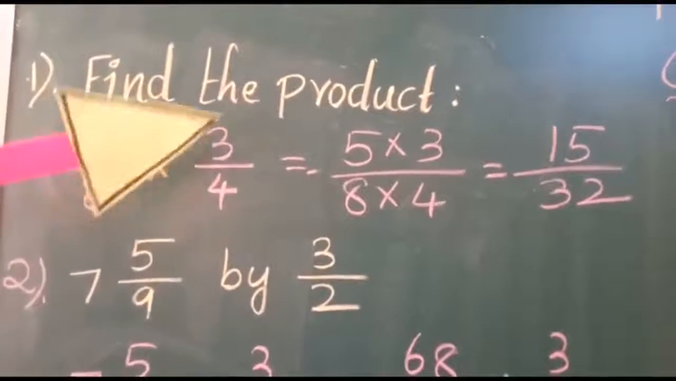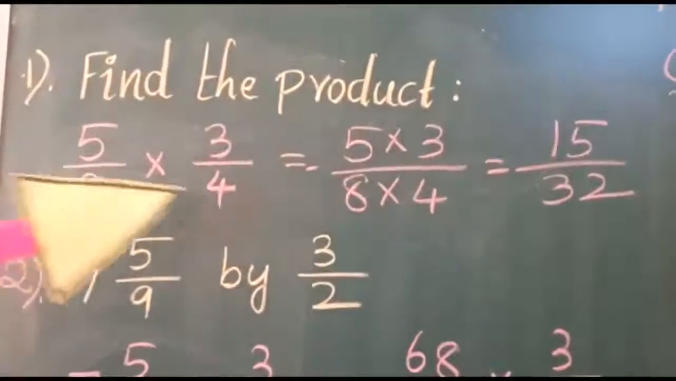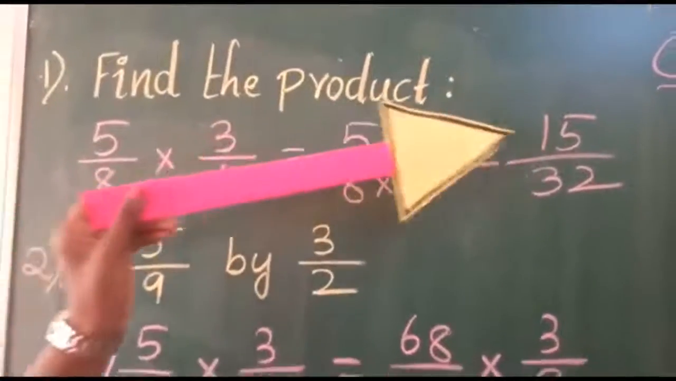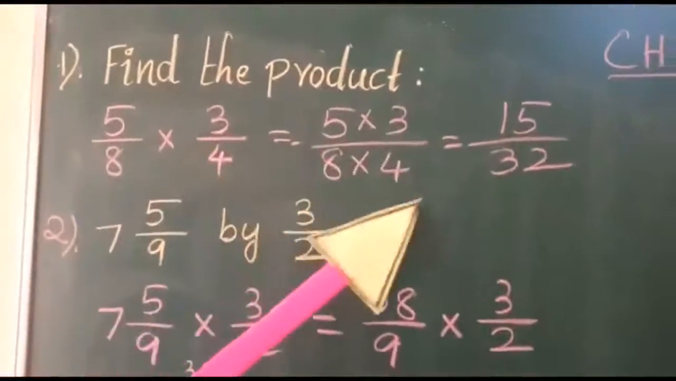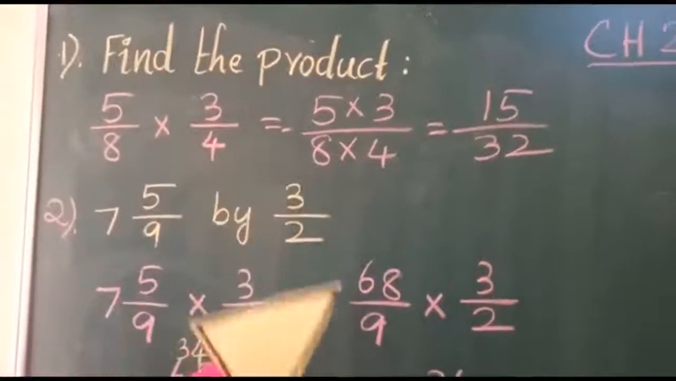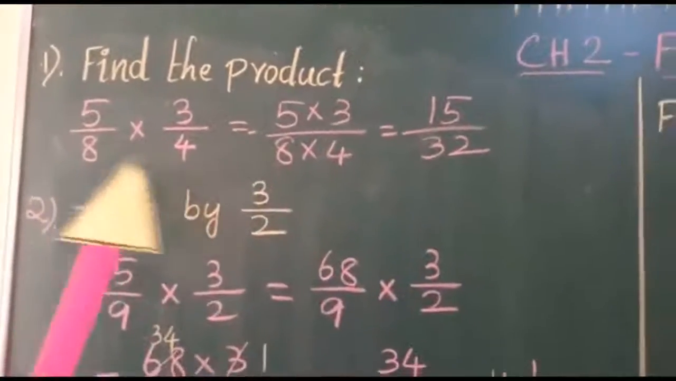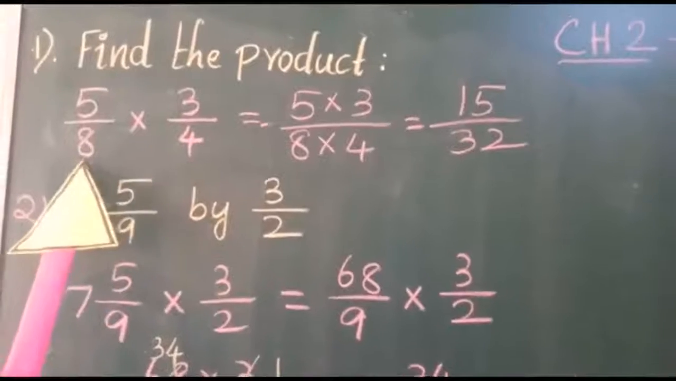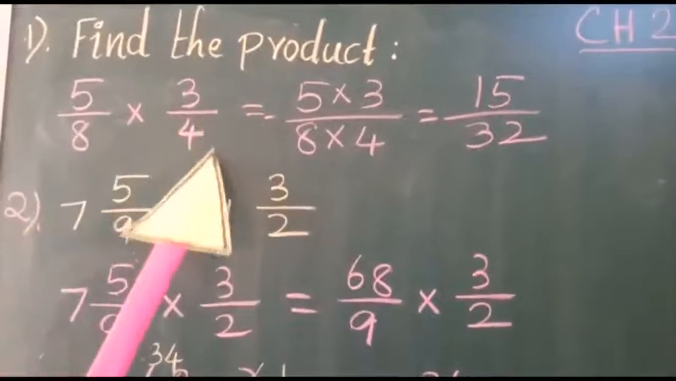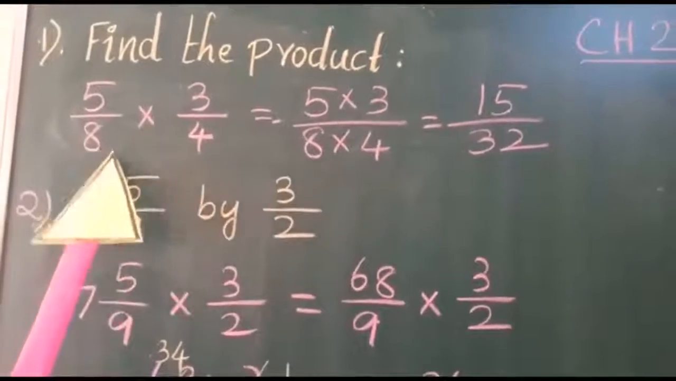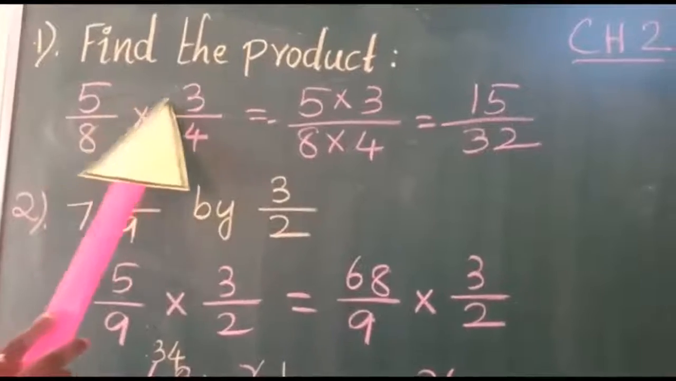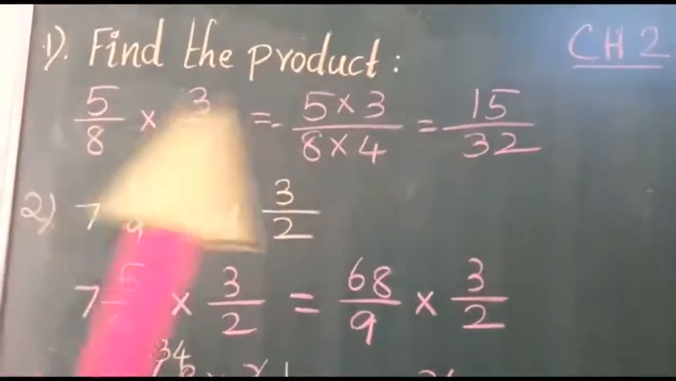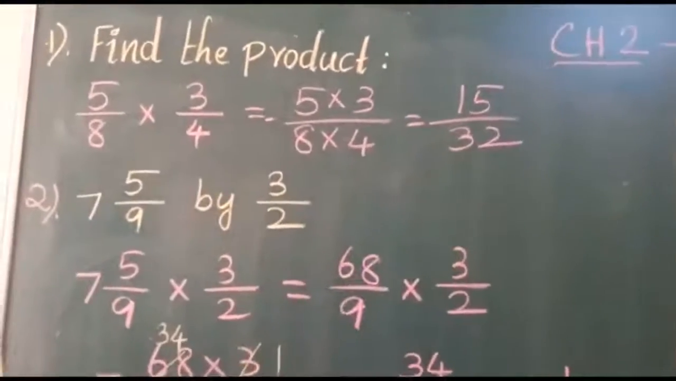So 5 into 3, and 8 into 4. 5 threes are 15, 8 fours are 32. So this is the answer for these two fractions. We don't need to convert the denominators to the same, nothing like that. We can directly multiply the numerators and denominators. The answer will be 15 by 32.